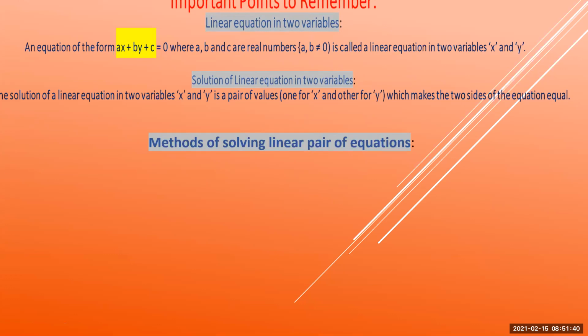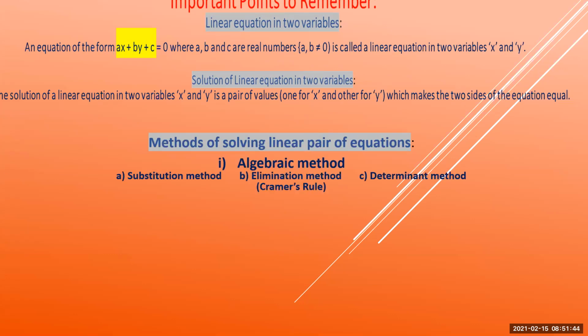Then there are a few methods of solving a linear pair of equations. The first is the algebraic method, in which we have seen the substitution method, the elimination method, and the determinant method, also called Cramer's rule. These three we have already seen. The determinant or Cramer's rule is very important because in higher classes we also require it, so don't forget this one.